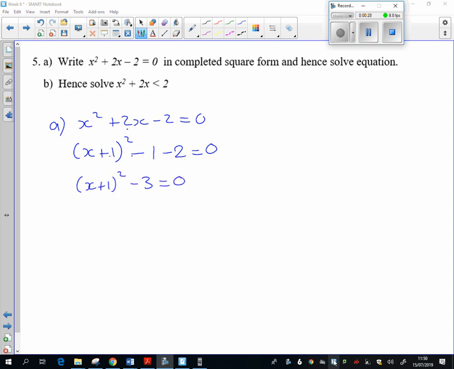So there I have it in completed square form. And then it says, hence solve the equation. So that's telling me that I need to continue that on. They don't want me to switch to another method. They don't want me to use the calculator.